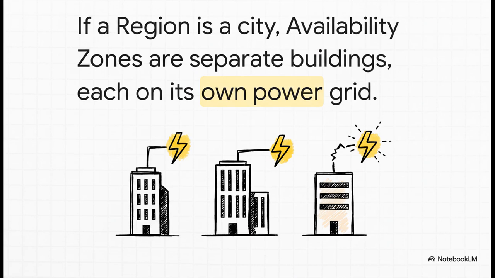And this image here shows you exactly what I mean. If a region is our city, then availability zones are like the separate buildings you see, each with its own independent power grid. So if one building loses power, maybe that one on the right has a blackout, the others stay online, no problem. This is the secret sauce to high availability within a single region.